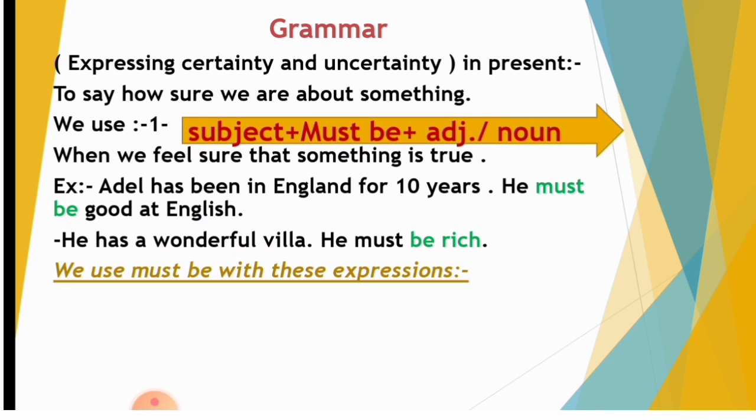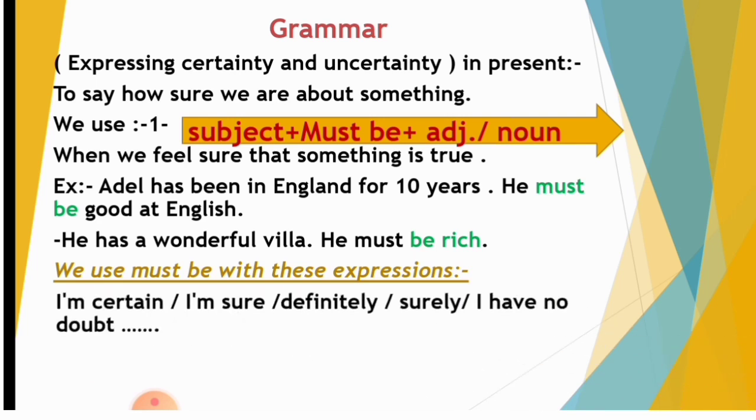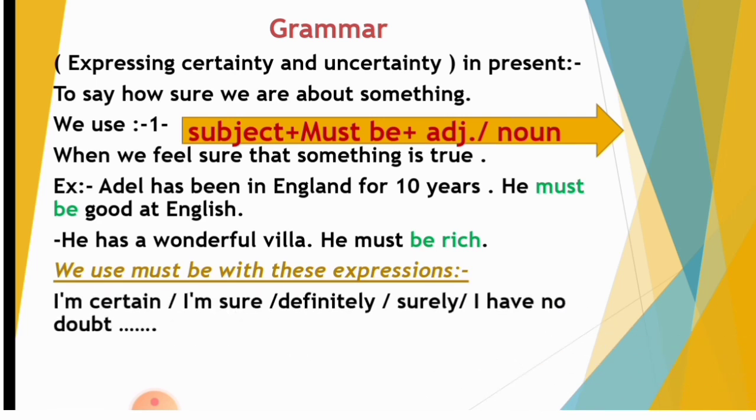We have some expressions that are equal in meaning to must be. Let's see these expressions: I'm certain, I'm sure, definitely, surely, I have no doubt that. All these expressions are equal in meaning to must be.